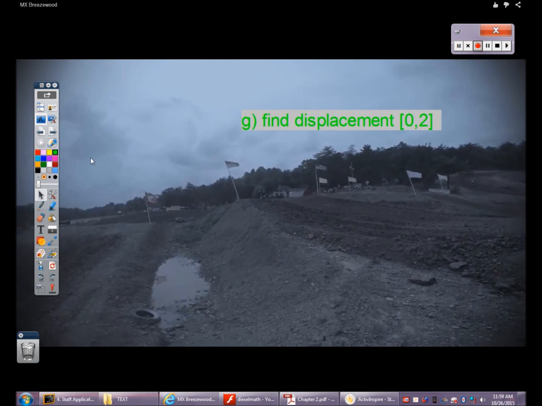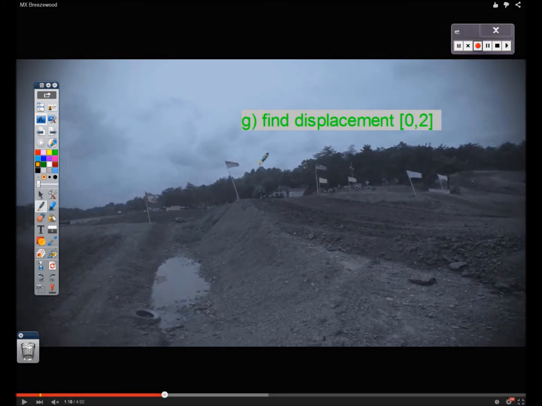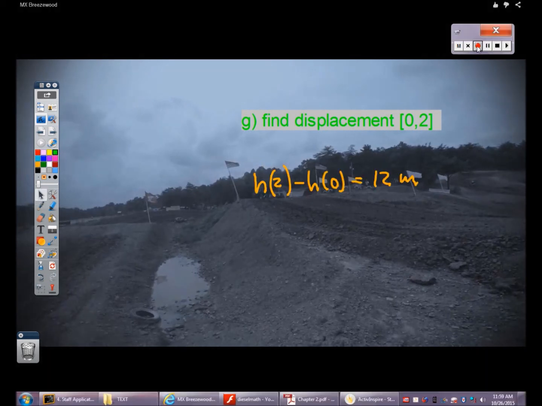Lastly, I want to find the total displacement from 0 to 2. That's going to be just the numerator of the previous equation. H of 2 minus h of 0 is 12 meters. That's giving me my height change during the first 2 seconds.